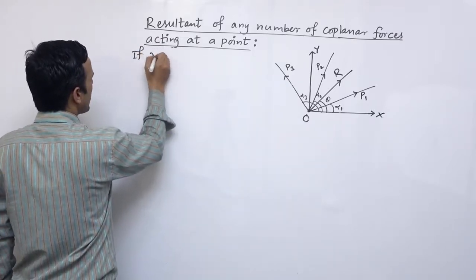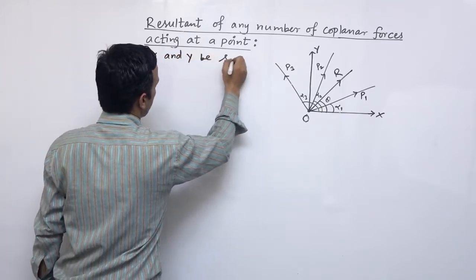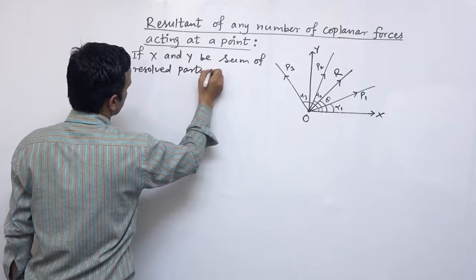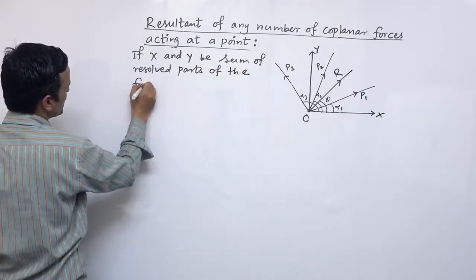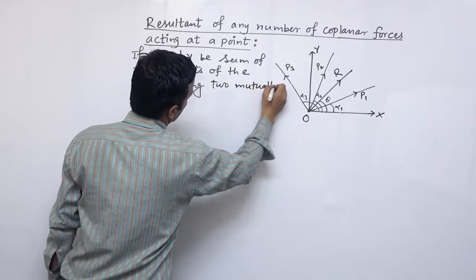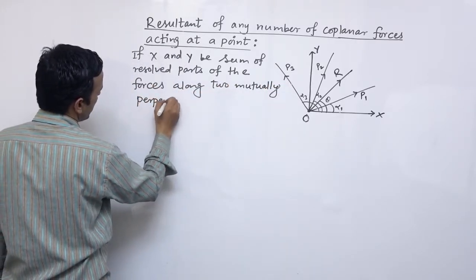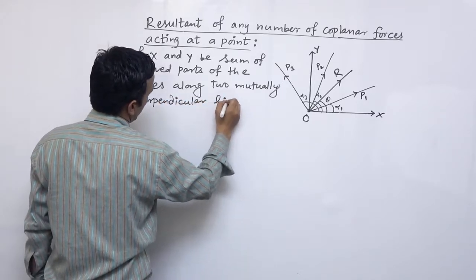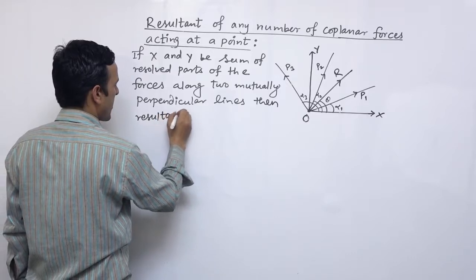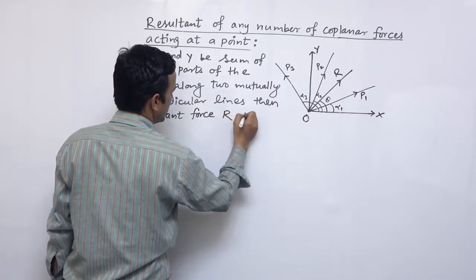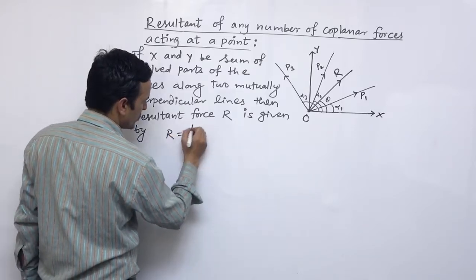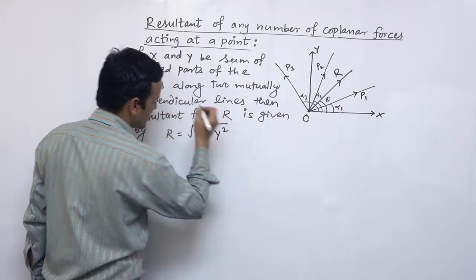So let's write, if x and y be the sum of resolved parts of the forces along two mutually perpendicular lines, then resultant force R is given by R is equal to root under x square plus y square.